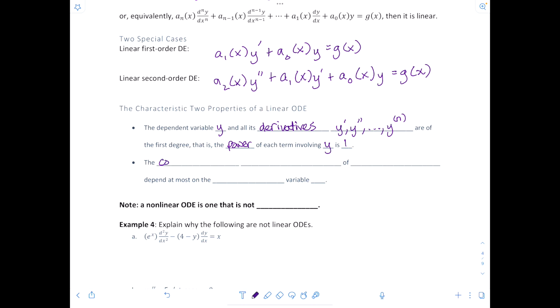The coefficients a sub 0, a sub 1, all the way to a sub n of y prime, all the way to that nth derivative of y, depend at most on the independent variable x. Note, a nonlinear ordinary differential equation is one that is not linear.